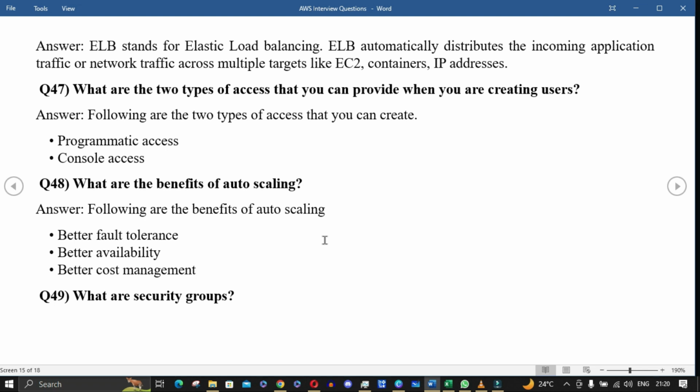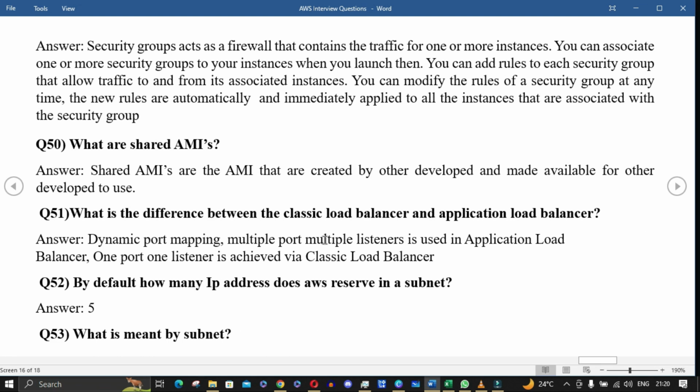Question number 49. What are security groups? Answer: a security group acts as a firewall that controls the traffic for one or more instances. You can associate one or more security groups to your instances when you launch them. You can add rules to each security group that allow traffic to and from its associated instances. You can modify the rules of the security group at any time. The new rules are automatically and immediately applied to all the instances that are associated with the security group.